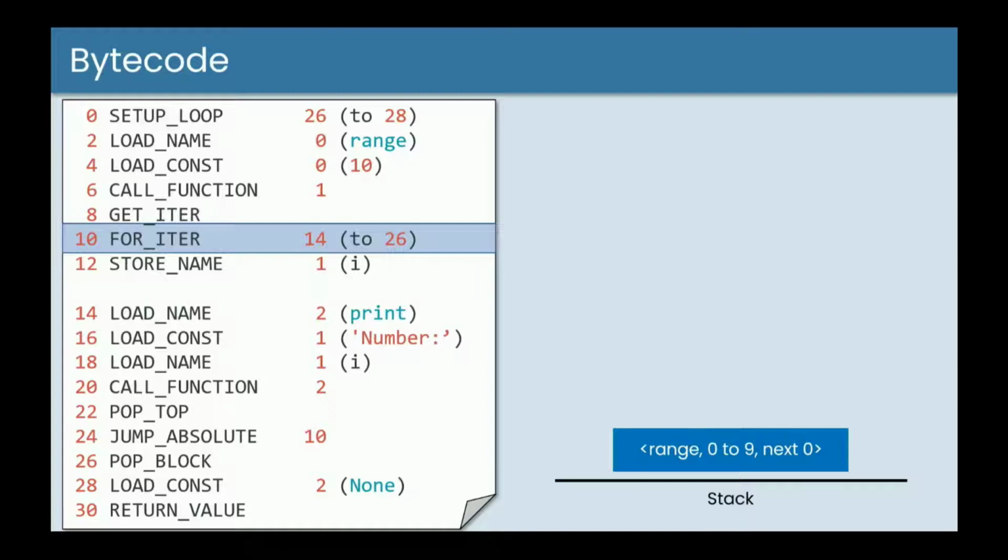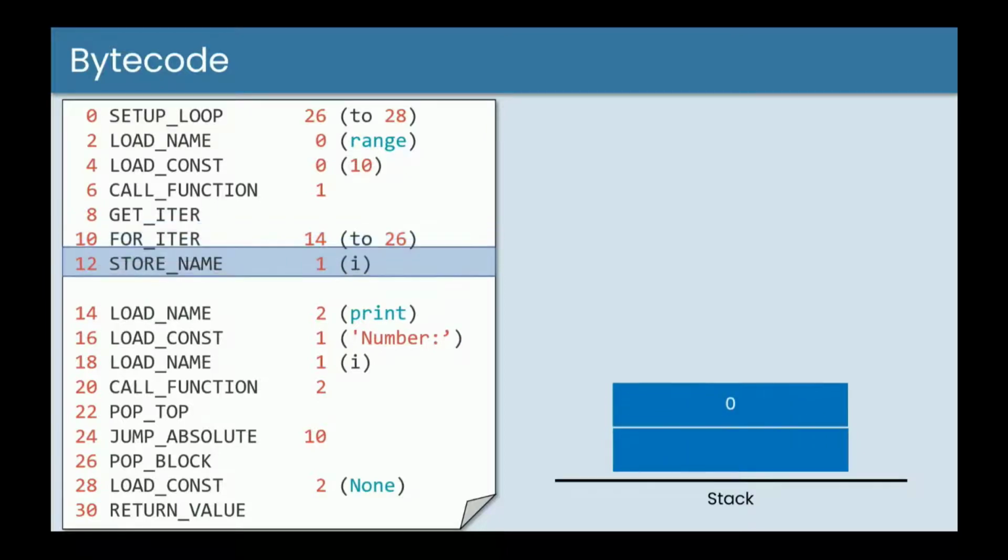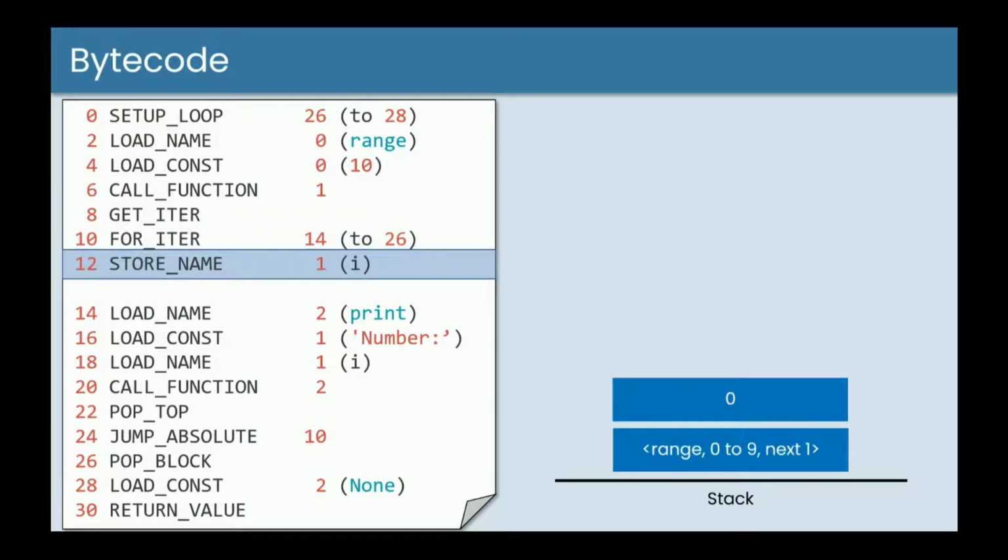For-iter. This is the main instruction that implements the behavior of a for loop. This will take one value out of the iterator that's currently on the top of the stack and put it at the top of the stack. So the next value that will come out of our range is 0, so it pulls a 0 out, pops it on the top. And as you would expect, the iterator's next value has changed to 1. So when we next pull something out, it will become 1.